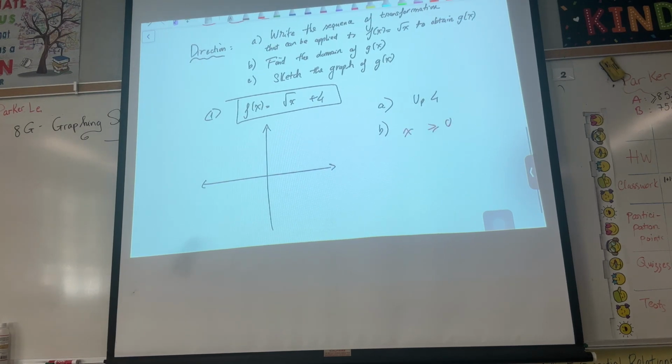So let's write this one in the domain interval notation. Give 1 point for Kayla. The domain is from 0 to infinity. If you're not sure, just do a number line.